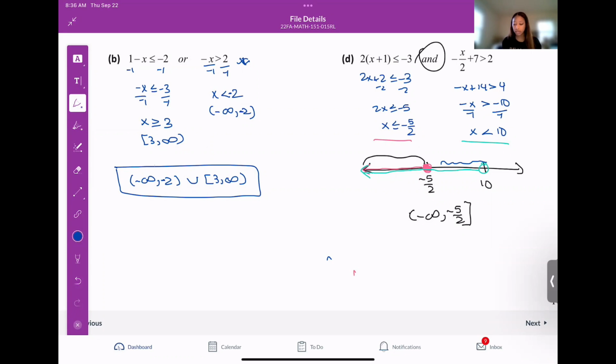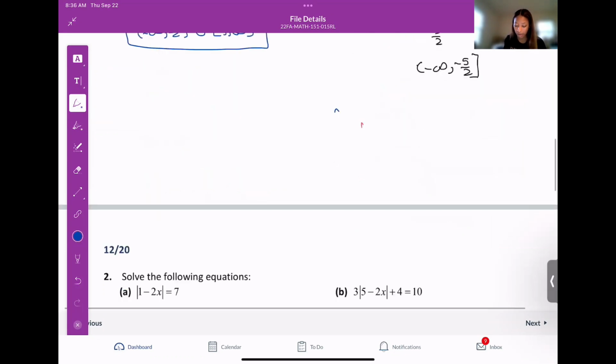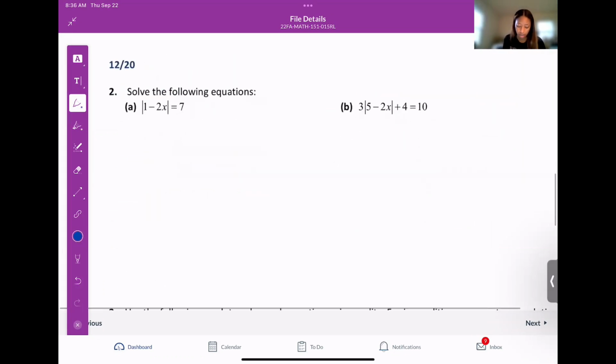Problem 2 gives us 2 absolute value equations to solve. So remember, we isolate the absolute value term, take what's inside of the absolute value and set it equal to plus or minus the number on the other side of the absolute value. So for part A, it's already isolated. We have 1 minus 2x equals 7, and 1 minus 2x equals -7.